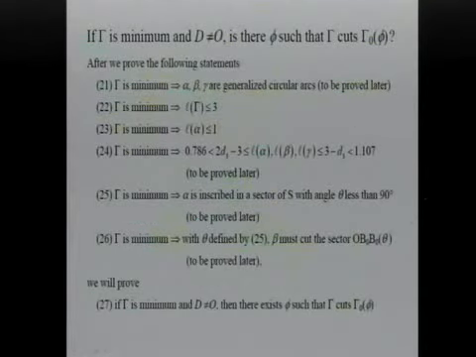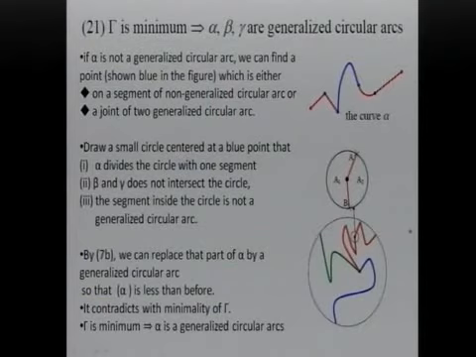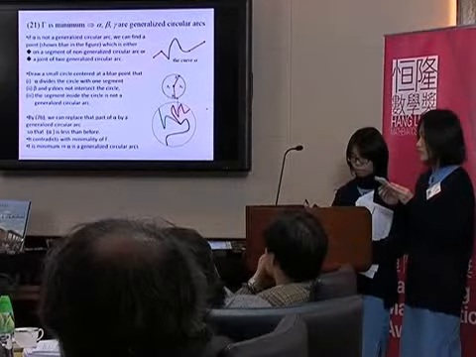We have prepared statements 21 to 26 to prove statement 27. For statement 21, if alpha is not a generalized circular arc, we can find a point which is either on a segment of non-generalized circular arc or a joint of two generalized circular arcs. We can draw a circle at this point and replace the line by generalized circular arcs. Repeat to do it, then alpha and beta and gamma become generalized circular arcs.